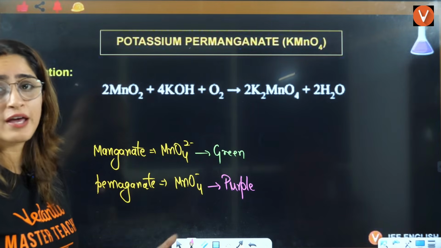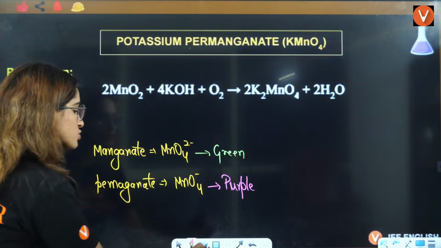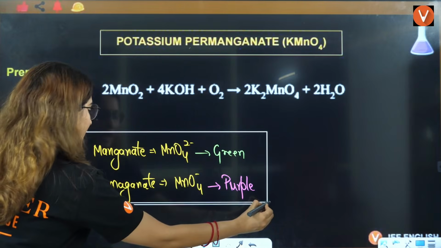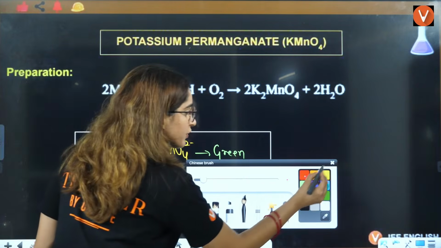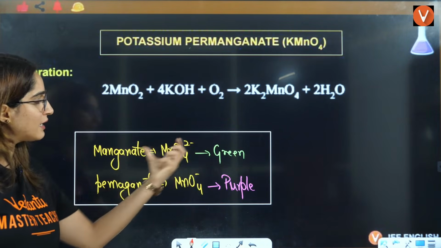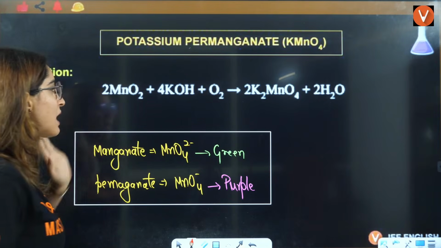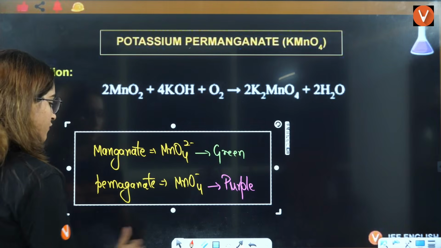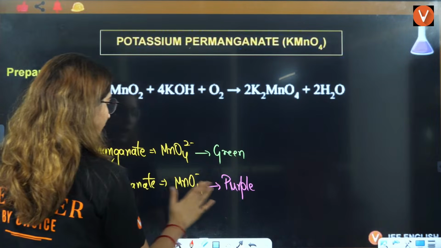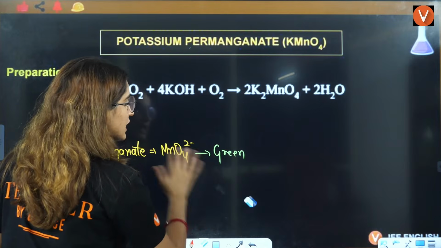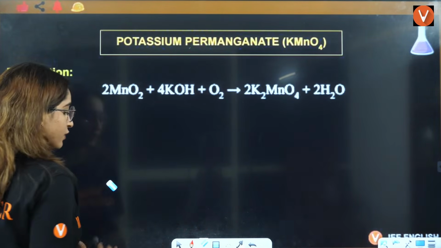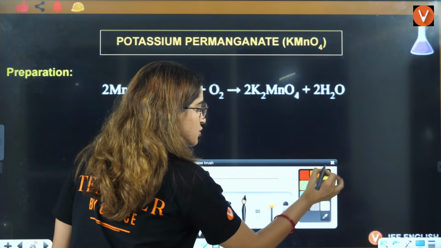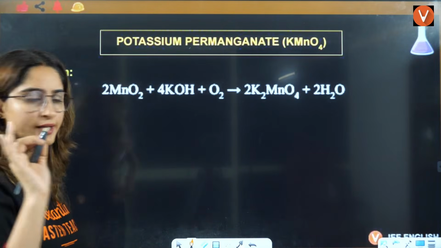Potassium permanganate is a very common salt. So manganate and permanganate: it is green in color, it is purple in color. Now the next thing is, what is the story behind this? The story is going to remain very simple. Firstly we are going to convert, so I'm just writing in the form of a cycle here.